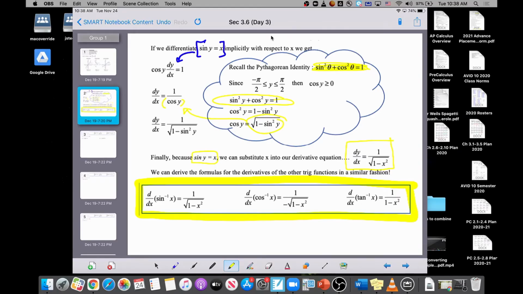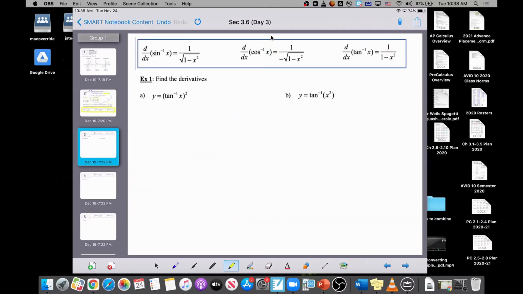So now let's apply these three new derivatives that we now know. In example 1, we want to find the derivatives for equation A and for equation B. Equation A is y equals the inverse tangent of x, quantity squared. In equation B, y is equal to the inverse tangent of x squared. Now I explicitly gave you these two because they're similar yet they're different, right? In the first equation, it is the inverse tangent that is being squared. In the second equation, it is x that is being squared inside of the inverse tangent function.